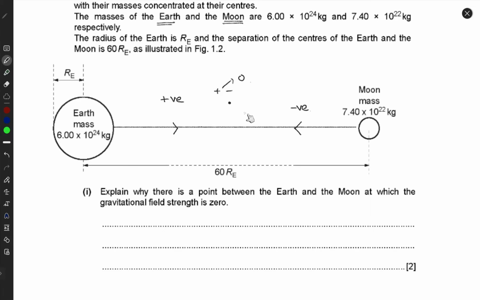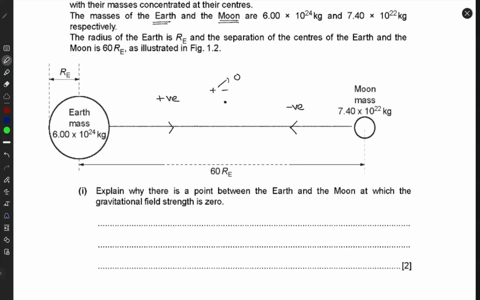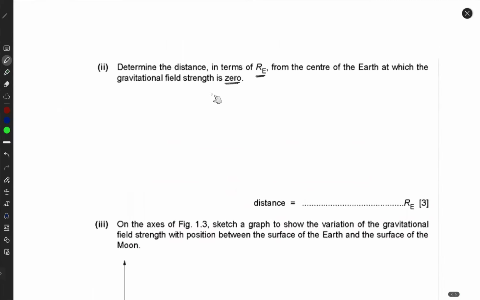So any idea how would we go about this problem? We need to find the distance of this point, in terms of the radius of the Earth, from the center of the Earth. So how will I do this? Where the gravitational field strength is 0. We'll use this same knowledge; you can use the knowledge of force, or you can use the knowledge of gravitational field strength. You defined it in this way, that the forces are equal and opposite, right?